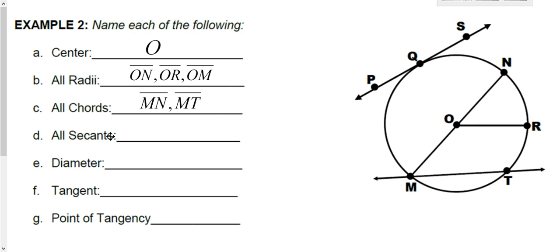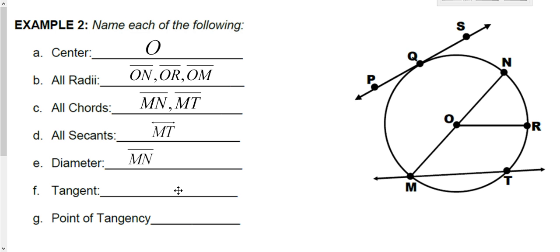All secants, well, this line right here, MT. So I put the line symbol above, or you can write the word line, MT. Same with these. If it's just a segment, write the word segment if you don't have the segment symbol. Diameter is that chord that goes through the center, so MN. Remember that it's twice as big, or it takes 2 of the radii to make a diameter.